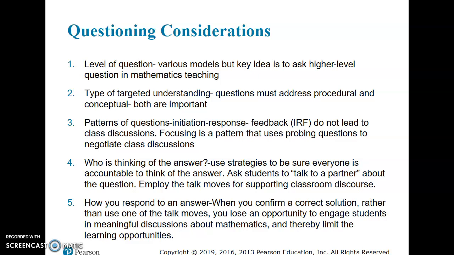The pattern of question, initiated response does not lead to class discussion. Who is thinking of the answer? Make sure all students are talking. We can talk to a partner, for example, or we can discuss throughout the whole class.